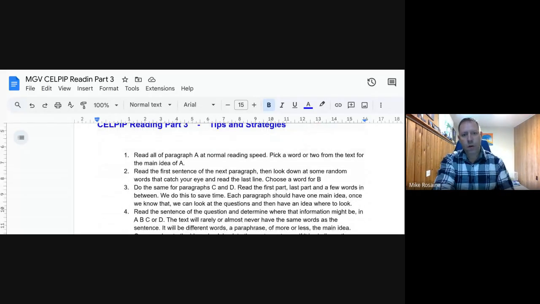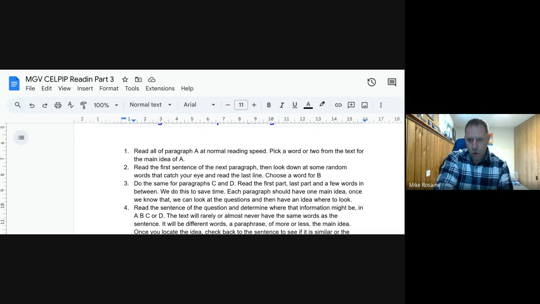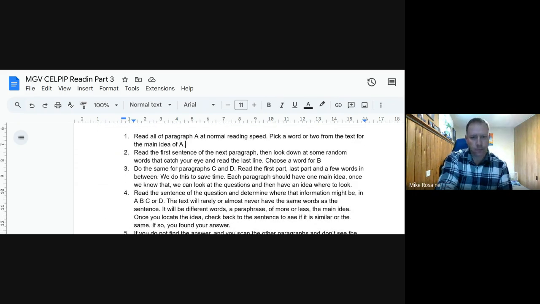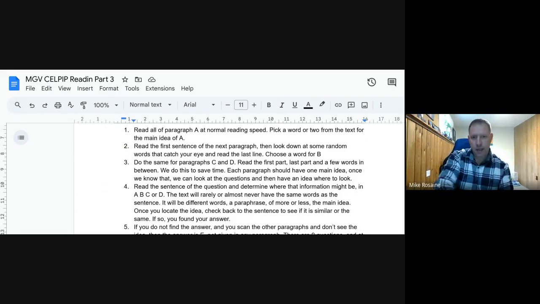Number one, I want you to read all of paragraph A before you even look at the questions. Just start with paragraph A and read that at normal reading speed. Don't have to rush too much for that first paragraph. Try to understand the topic as best you can. Then pick a word or two from the text for the main idea of A. Then you're going to read the first sentence of the next paragraph and then look down at some random words that catch your eye and read the last line. Then choose a word or two to represent B.